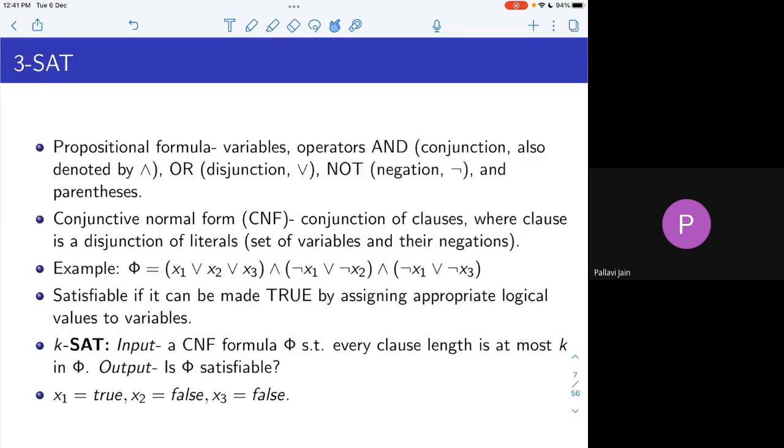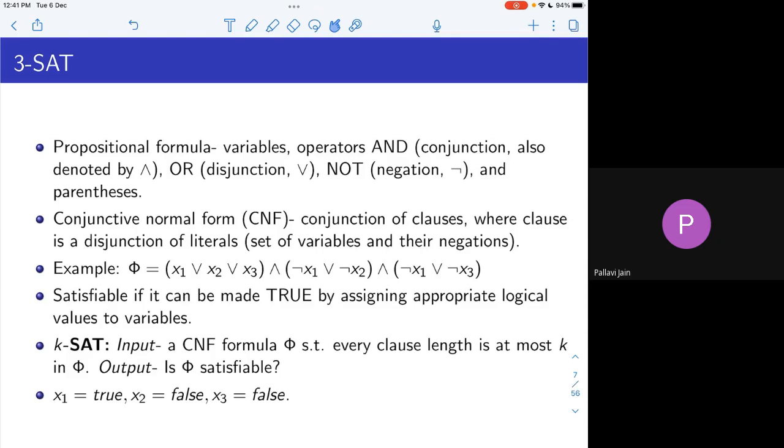So this is another satisfying assignment. We can set x1 to true, x2 to false, x3 to false. But let's not look at it, since we have already seen how we can satisfy this formula. Okay, so any question here about the formula, what the problem is, before we move forward?